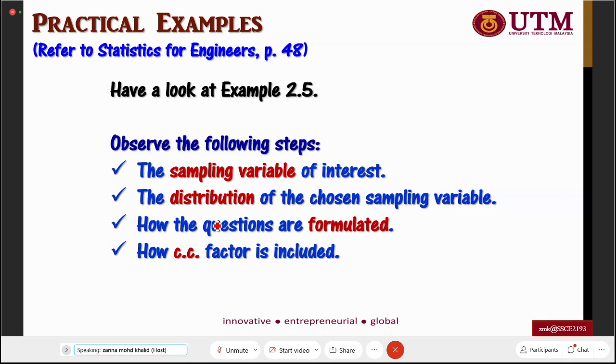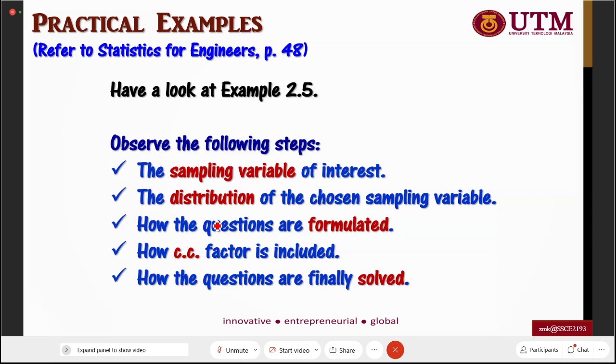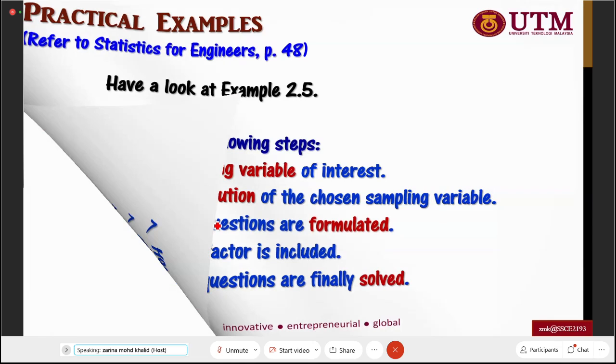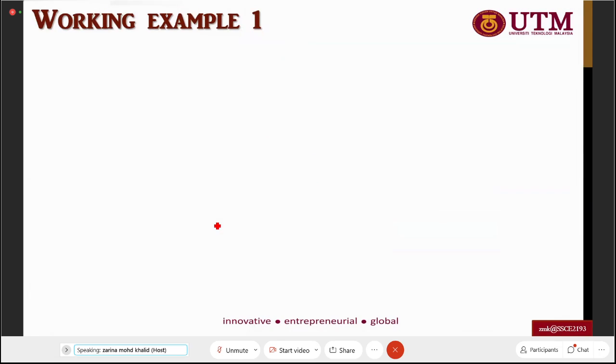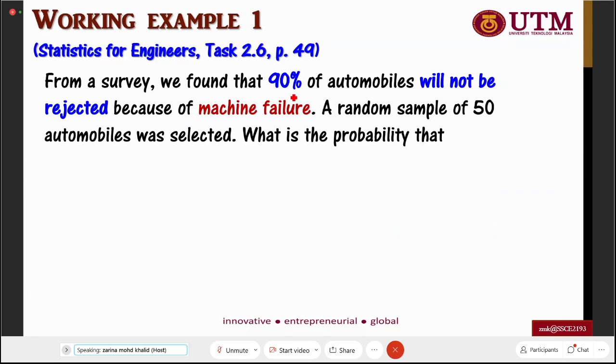So you look at that example, inshallah. I want to show you this one example very quickly. We are talking about what is the probability. Okay, here in task 2.6, you are talking about percentage here, which is proportion actually when you turn that percentage into a value from 0 to 1. So here you have 0.9 automobiles that will not be rejected because machine failure.